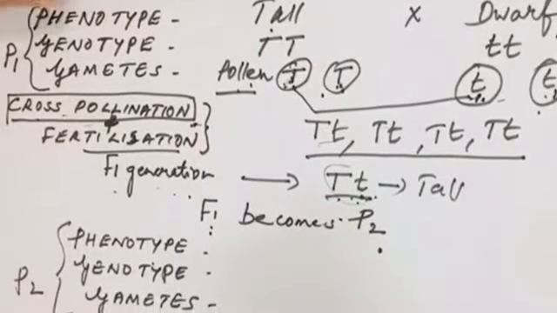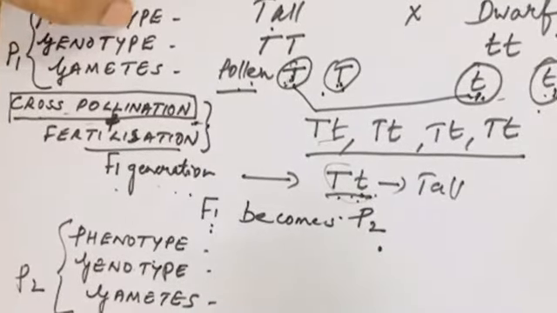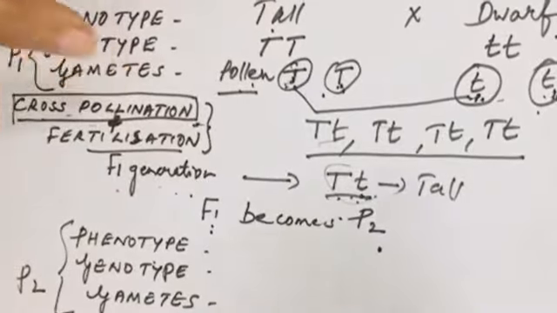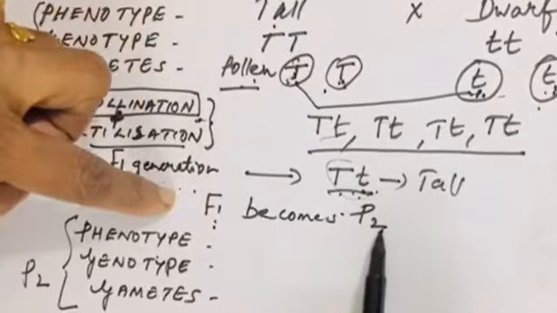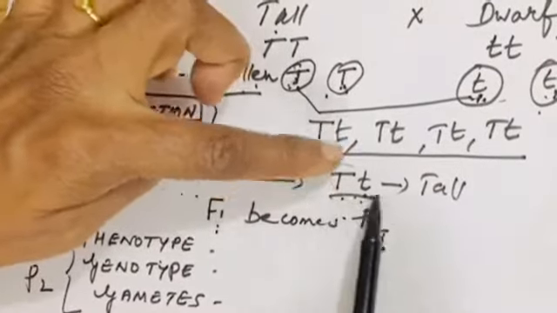You can see here, first you have written P1 generation, phenotype, genotype, gametes, isn't it? Like that, in the same way you will write the P2 generation. Who is the P2 generation now? F1. So the F1 generation's phenotype.